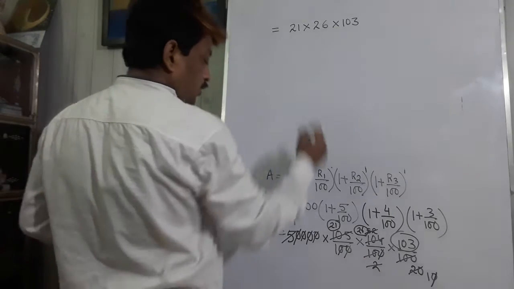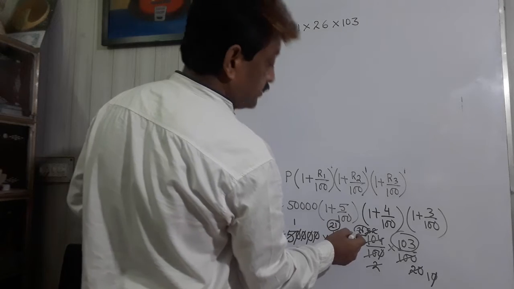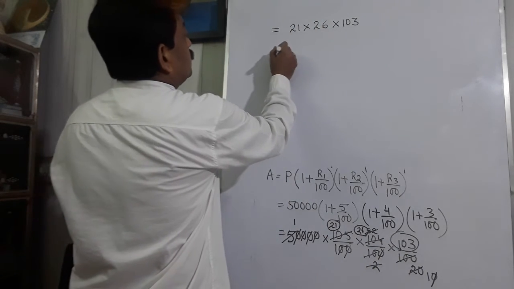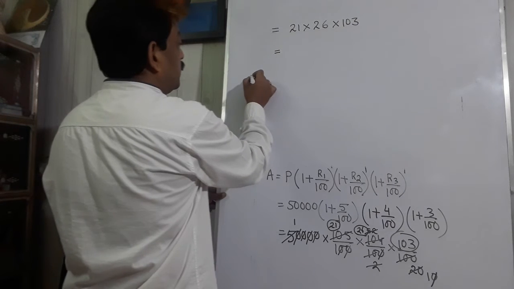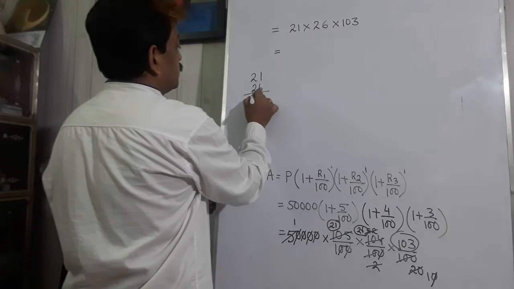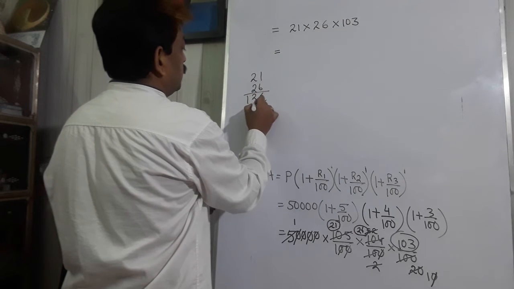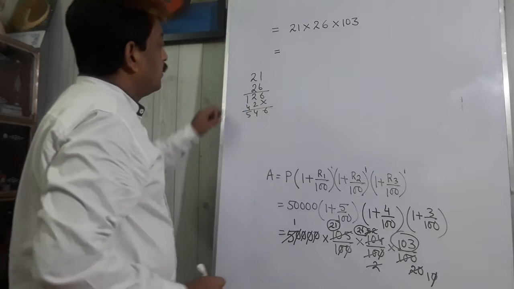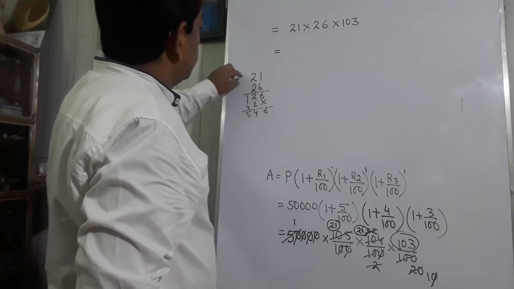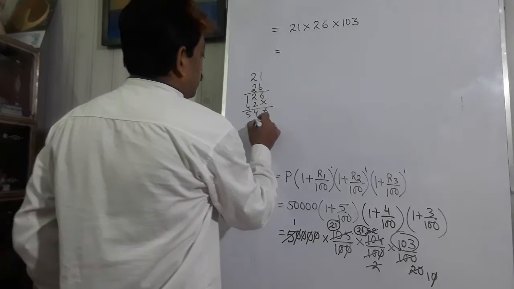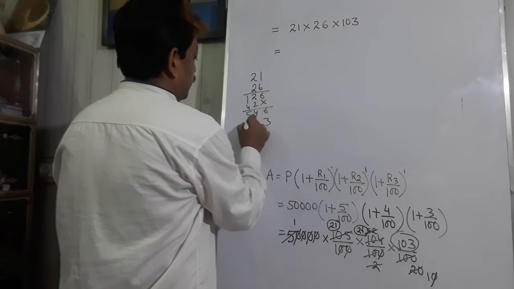So in the numerator we have 21, 26 and 103, and the denominator is cancelled. So it is 21 multiplied with 26. 6 1 is 6, 6 2 is 12, 2 1 is 2, 2 2 is 4, 6, 4, 5. And then multiplied with 103.